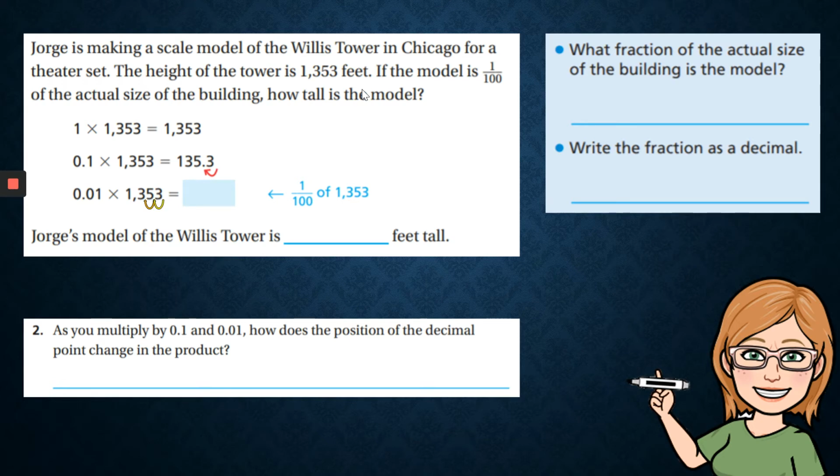So there are 2 place values after the decimal, and 1/100th, and 0.01 is what I was getting ready to say, but I wanted to say it academically correct. So when we multiply that, that gives us 13 and 53 hundredths. So George's model of the Willis Tower is 13 and 53 hundredths feet tall, instead of being 1,353 feet tall, which is really tall.